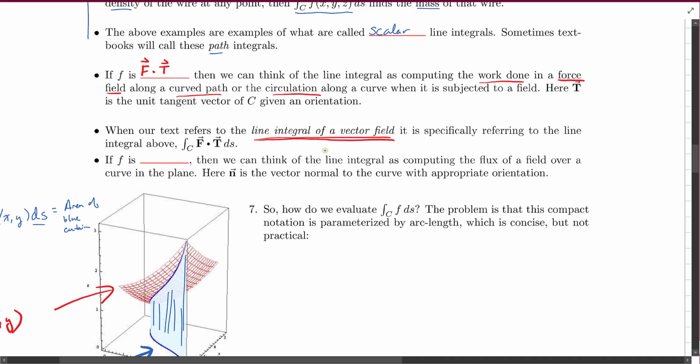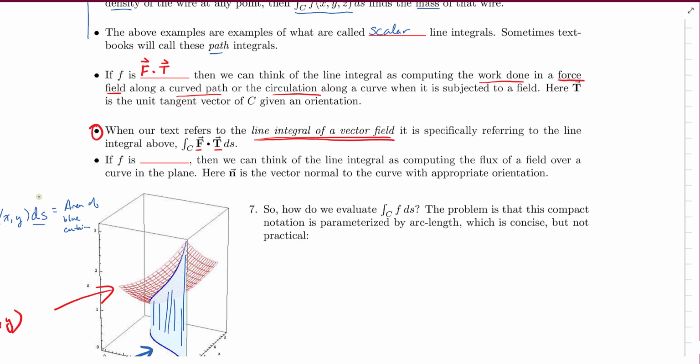Anyway, our book is always going to consider this type of line integral. It calls it a line integral over or of a vector field. And again, what are we doing? We're taking the vector field description, that function there, and we're dotting it with the unit tangent vector of our curve. So that's something that we'll see in class when we do this as a group.